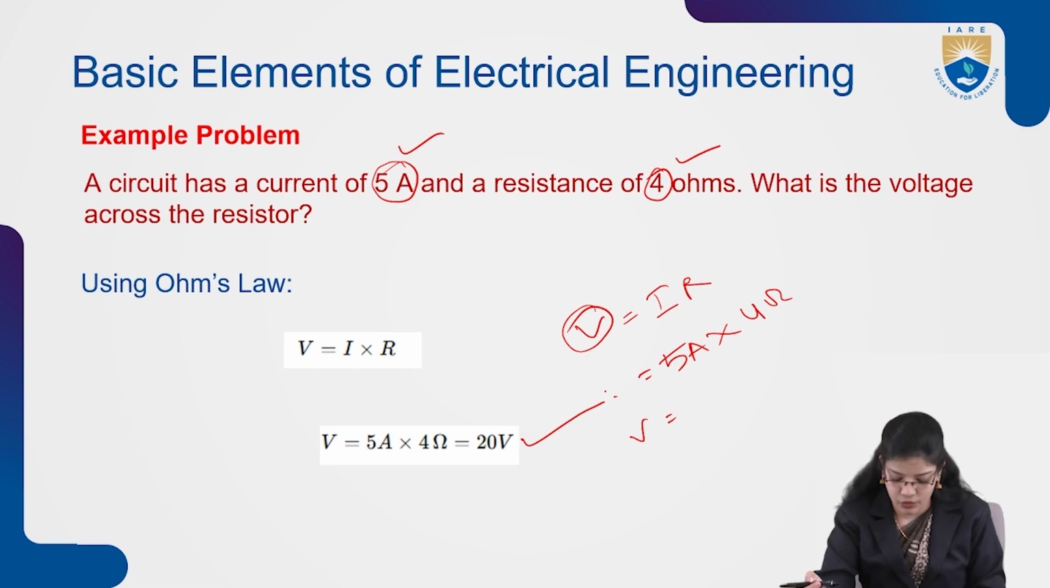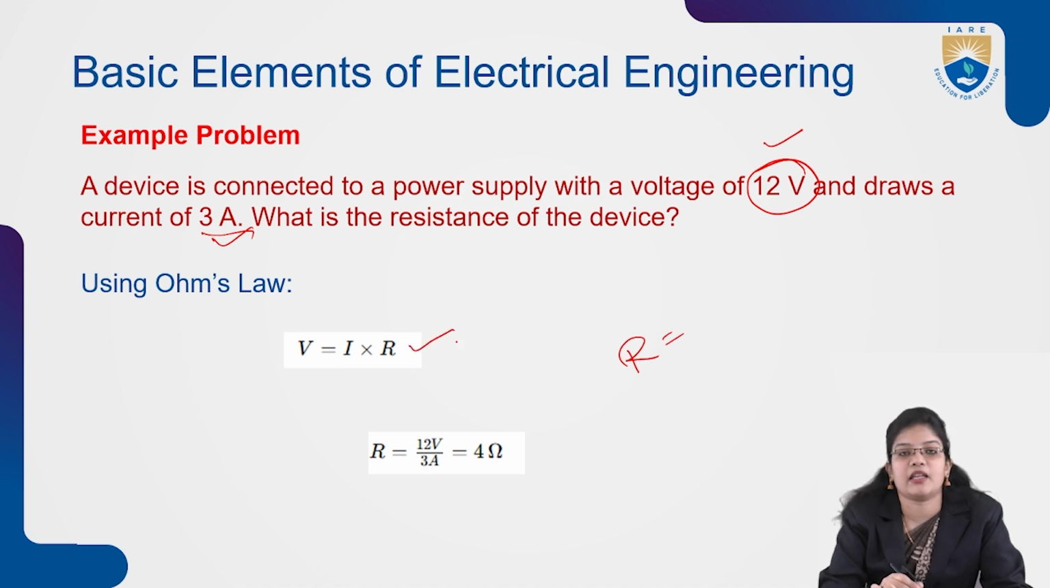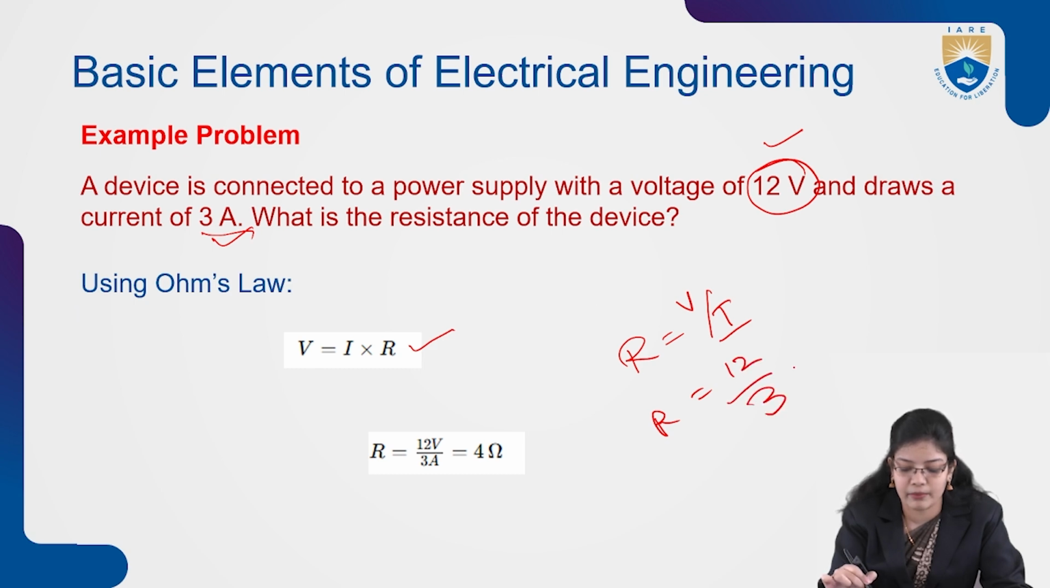In the same way, if we want to find the resistance, we can take the example problem as: a device is connected to a power supply with a voltage of 12 volts and it draws a current of 3 amperes. What is the resistance of the device? Here voltage is given and current is given. We need to find the resistance. The basic formula is V = IR. From this, we need to find R. It can be taken as R = V/I. So V is given as 12 volts and the current is 3 amperes. The answer will be 4 ohms.